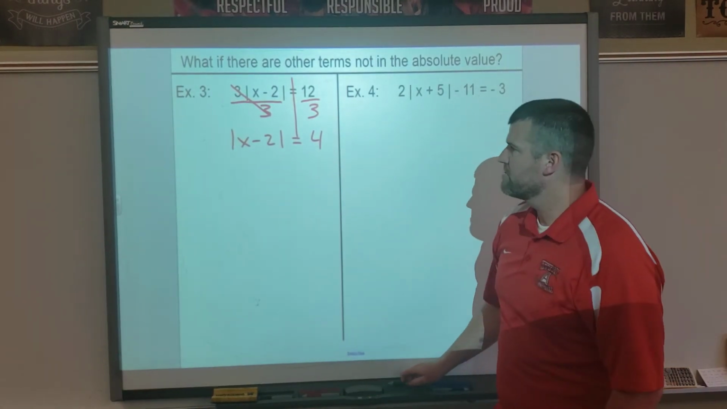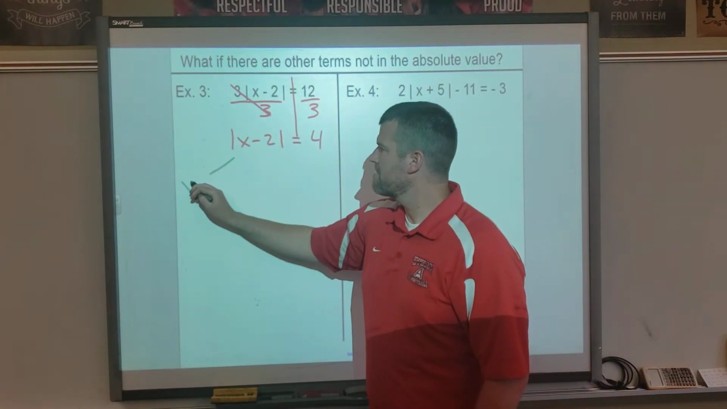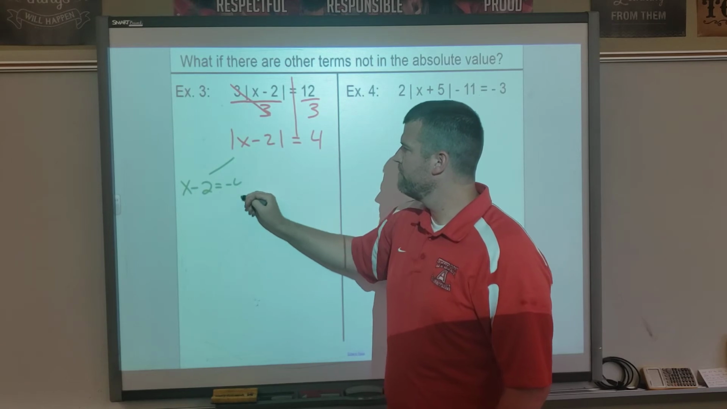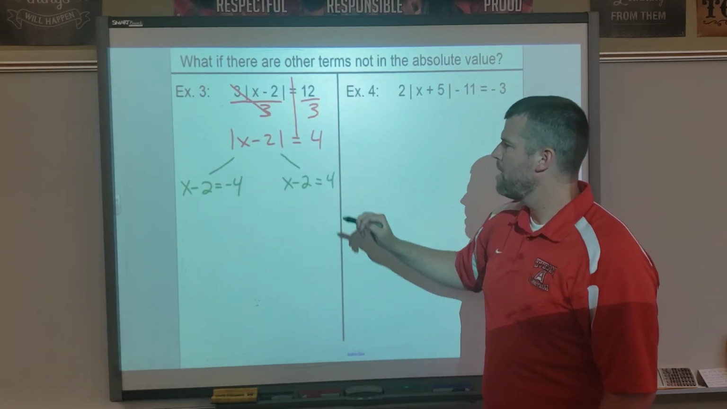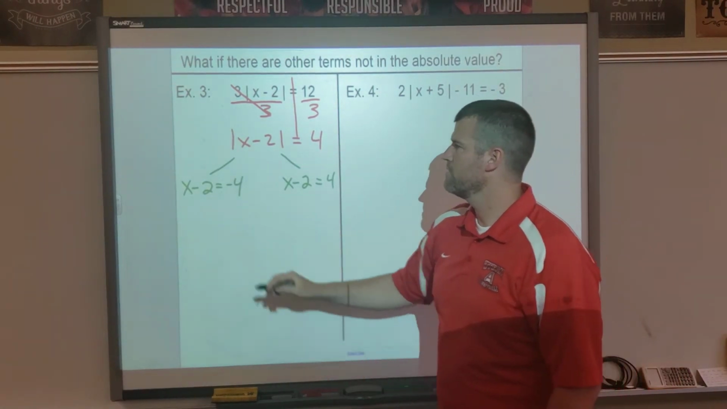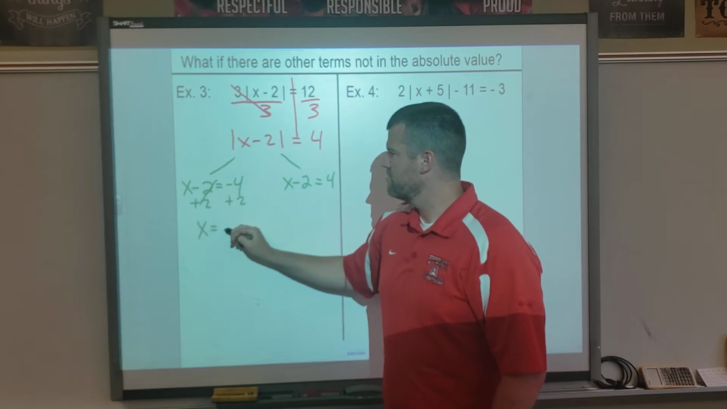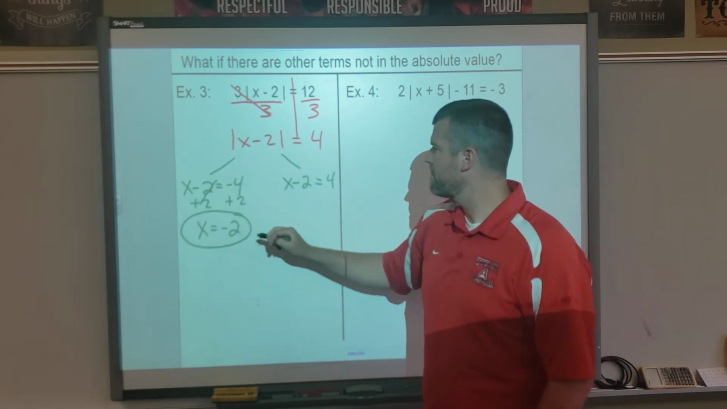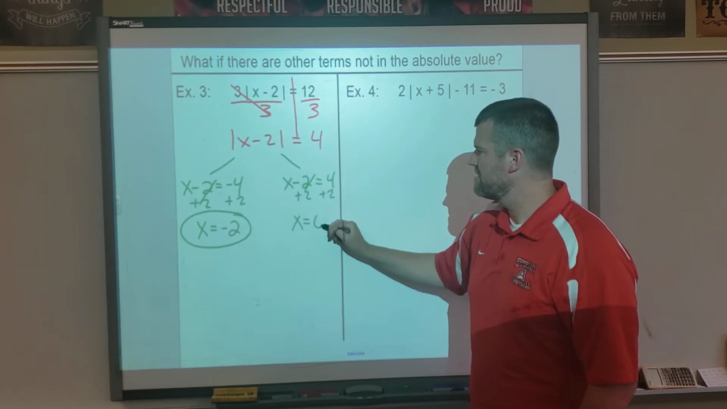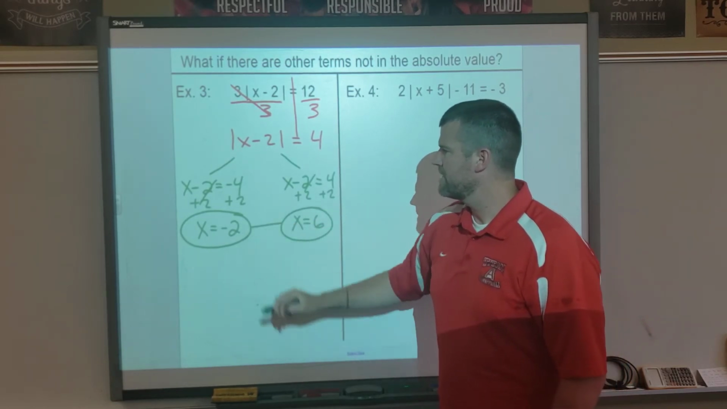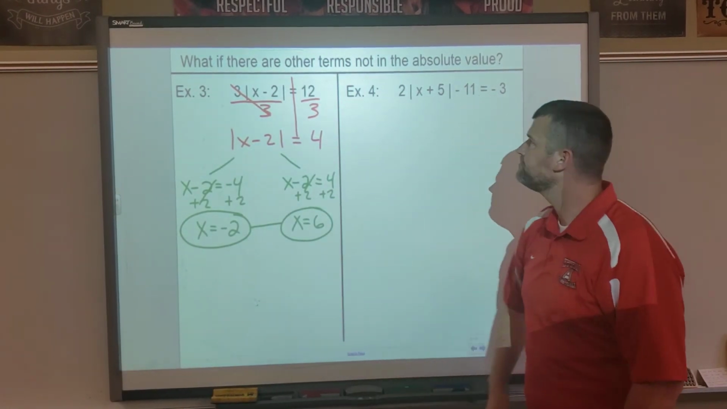If our absolute value is 4, we're either at negative 4 or positive 4. So we do x minus 2 equals negative 4. Or we can also do x minus 2 equals positive 4, and we'll get the two solutions that work. Add 2 to both sides, x equals negative 2. Add 2 to both sides, x equals 6. So again, two possible solutions. If I plug them in, they work.